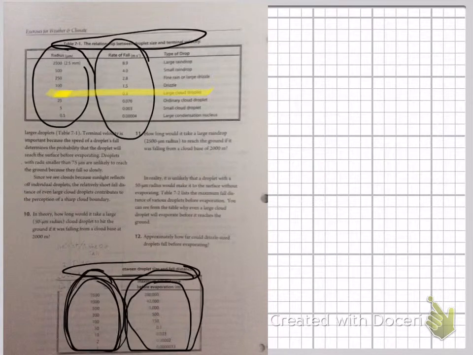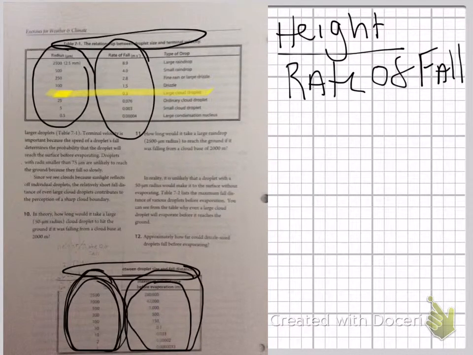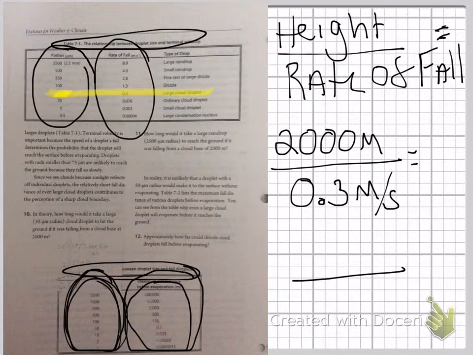And so for this, I'm going to do a really simple equation of the height divided by the rate of fall, and that will equal time. So I'm going to put in my height of 2,000 meters, and I will divide that by my rate of fall at 0.3, and that will be meters per second, and I'll get my answer in seconds. And that would be my answer for question 10.